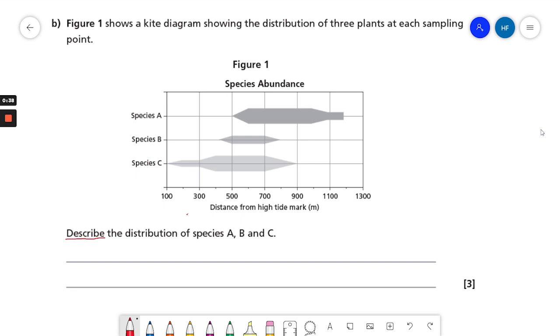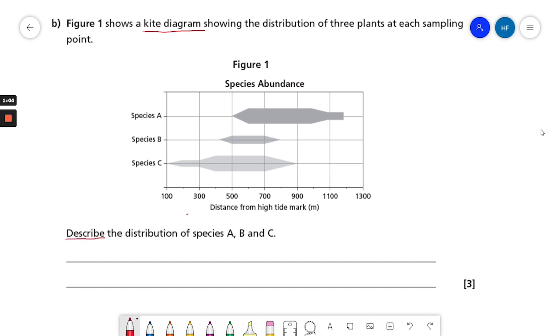The first sentence up here uses the term kite diagram. And remember, kite diagrams are used to show the distribution of organisms and how they change across an area. And this is done using a piece of equipment called a transect, which is like a large measuring tape, and counting the number of organisms of a given species at set distances along the transect.